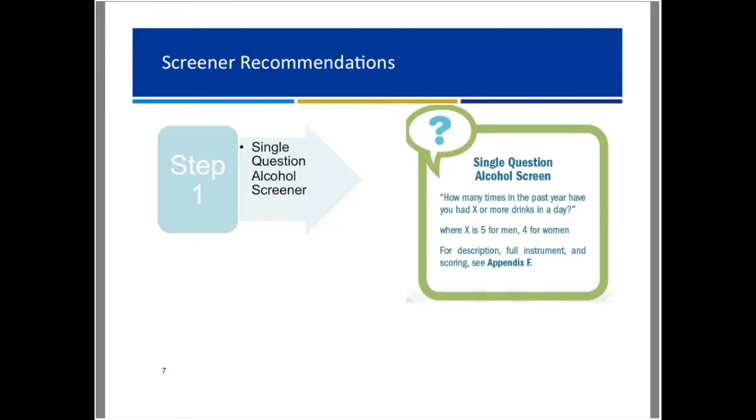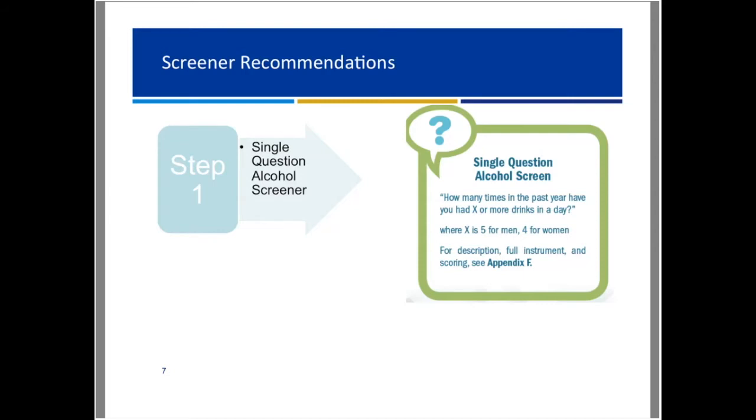There are a couple of different options here for Stage 1 to assess the drinking pattern. There's the single item alcohol screening that can be used in primary care, and you can see the item right here. How many times in the past year have you had 5 or more for men, 4 or more for women, drinks in a day? So this is a single item, and the clinician would use the drinking rate that's associated with that person's sex. So 5 for men, 4 for women.